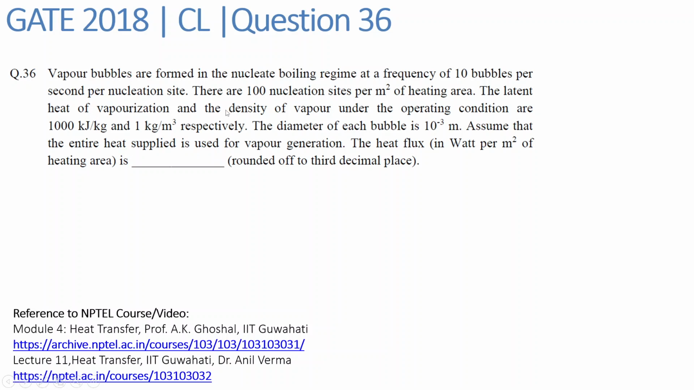The latent heat of vaporization and density of vapor under operating conditions are given as 1000 kJ per kg and 1 kg per meter cube respectively. The diameter of each bubble is 10 raised to minus 3 meter. Assume that the entire heat supplied is used for vapor generation. The heat flux in watt per meter square of heating area is dash. So for this given boiling scenario in this nucleate boiling regime, we have been asked to find the heat flux in watt per meter square of heating area.